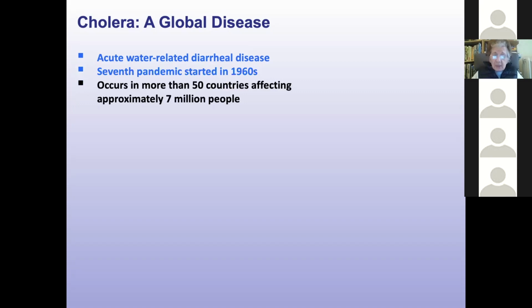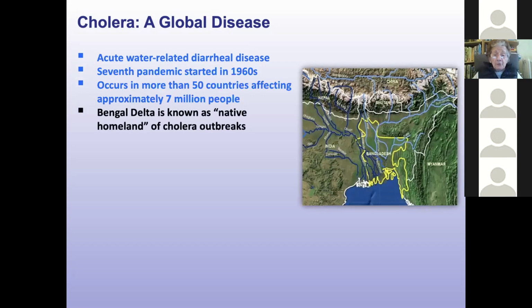Cholera occurs today in more than 50 countries. It's really a pandemic. It affects at least 7 million people, some severely, resulting in death, others just mildly ill. Next slide, please. Unfairly, we ascribe the Bengal Delta as the homeland of cholera outbreaks, but 100 years ago, 150 years ago, Sweden, Scandinavia, US, coastal cities, inland cities, all suffered cholera on a regular basis during the summer months, during the warm months of the year. May I have the next slide, please?